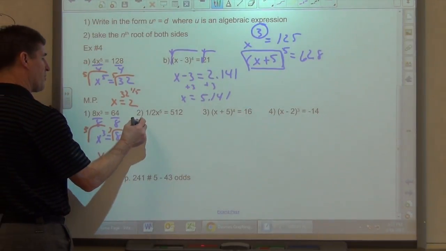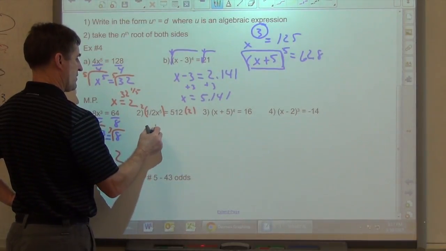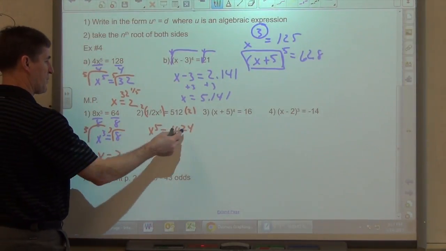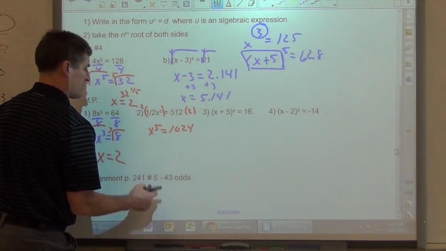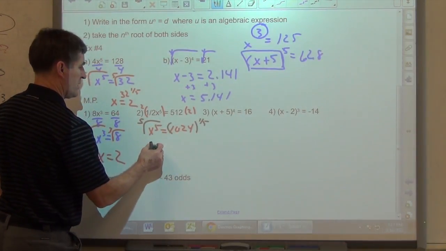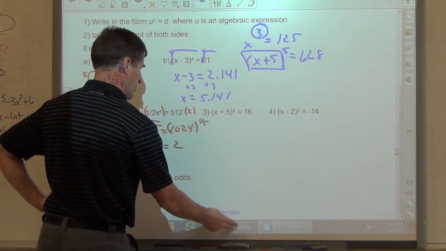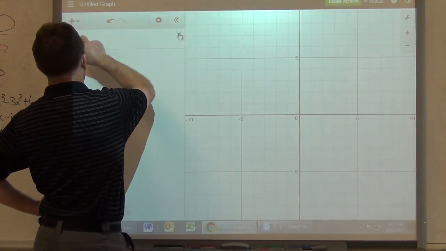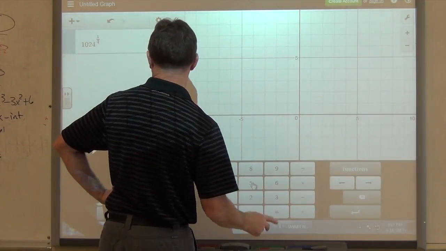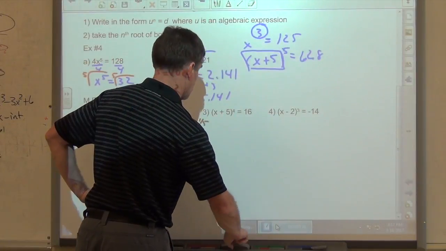On this one, you should have multiplied both sides by 2 to get rid of the 1/2. So you get x to the 5th equals 1024. And then we're going to take the 5th root of both sides. So that means I'm going to take this to the 1/5 power. And I believe that's 2, but let's check. The 5th root of 1024, 1024 to the 1 divided by 5 power. Oh, it's 4, so not 2. Okay? So that should be 4.